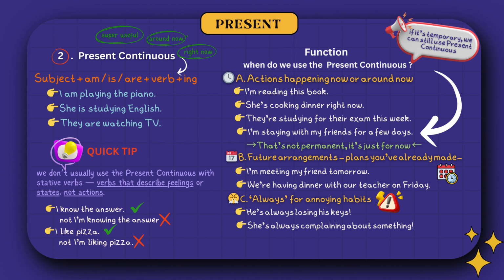So, to sum up, we use the present continuous to talk about: 1. Actions happening now or around now. 2. Future arrangements. 3. Annoying repeated actions with always. Easy, right? Just remember, the little -ing is the key to showing something is in progress. Okay, see? That wasn't hard at all. Let's go to the next one.